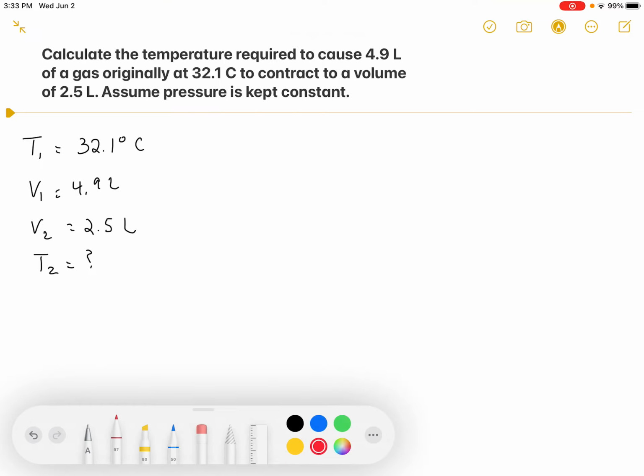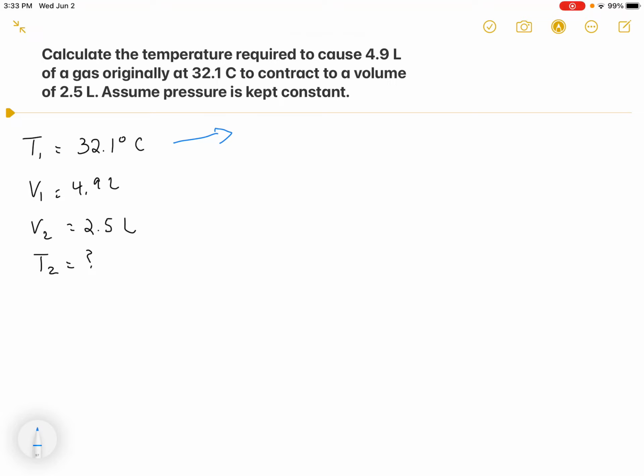So first, we'll just make sure that we get our temperature in the proper unit, so in degrees Kelvin. So we know that if we want a temperature in degrees Kelvin and we're given Celsius, then we will be adding 273.15. So the initial temperature is equal to 305.25 degrees Kelvin. So that's our initial temperature.